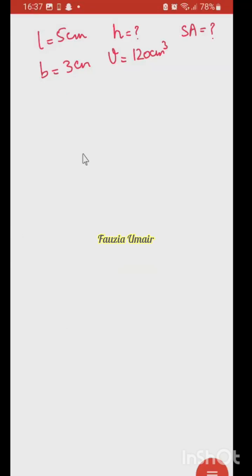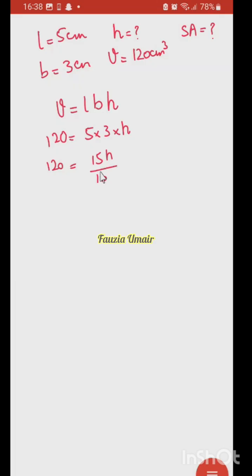So how to find height first? We need to use the formula. Volume is equal to, what is the formula? It is LBH, right? So we will put the values. V is 120, L is 5, B is 3, H is not known. So we will keep it as H. So now 120 is equal to 5 threes are 15H. This is a simple linear equation. We will divide both sides by 15. So H would be 120 by 15. What is 120 by 15?